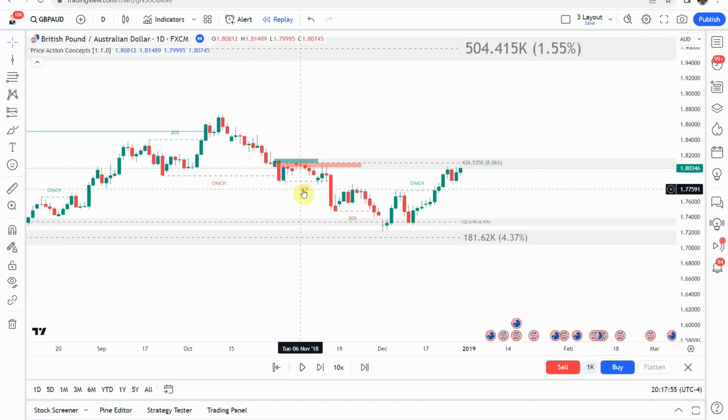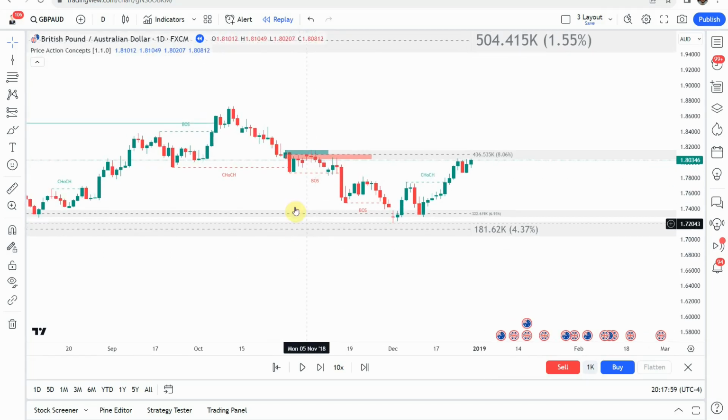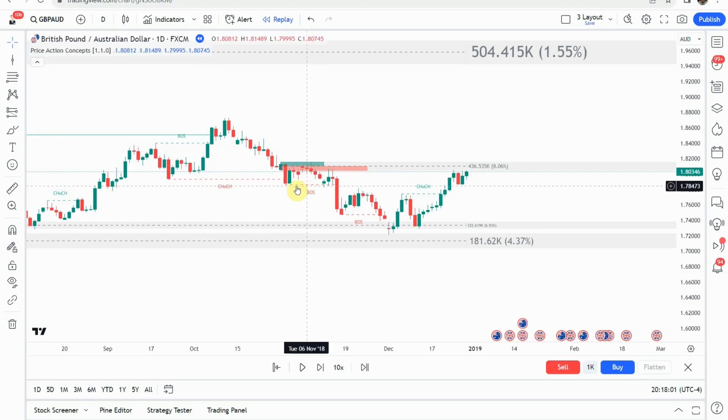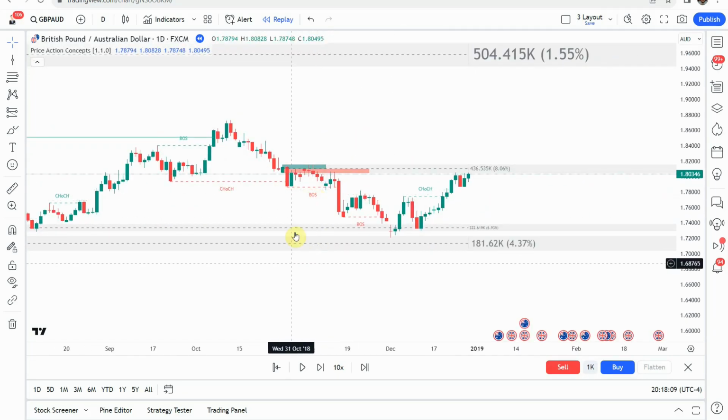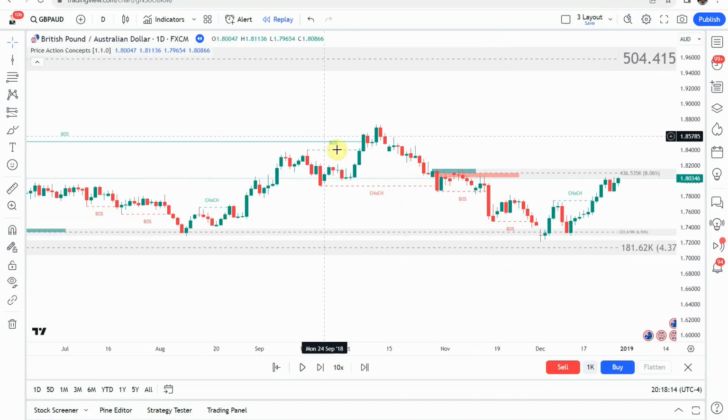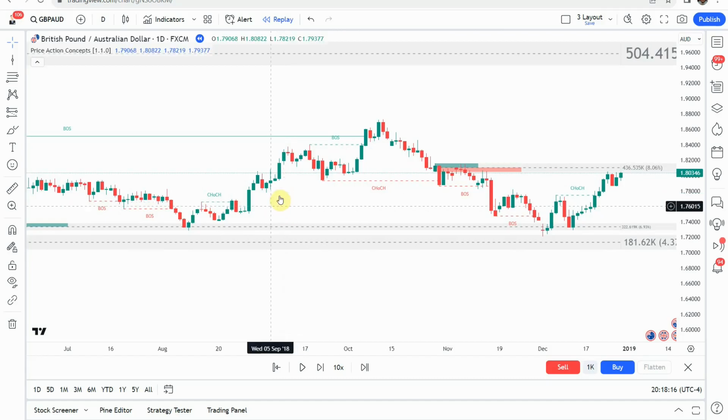Then we have the BOS tags here, or break of structure. Basically the indicator is identifying areas of structure, and anytime you get a break of that, it's a breakout of that structure. A red BOS is a bearish break, and a green BOS is a bullish break.